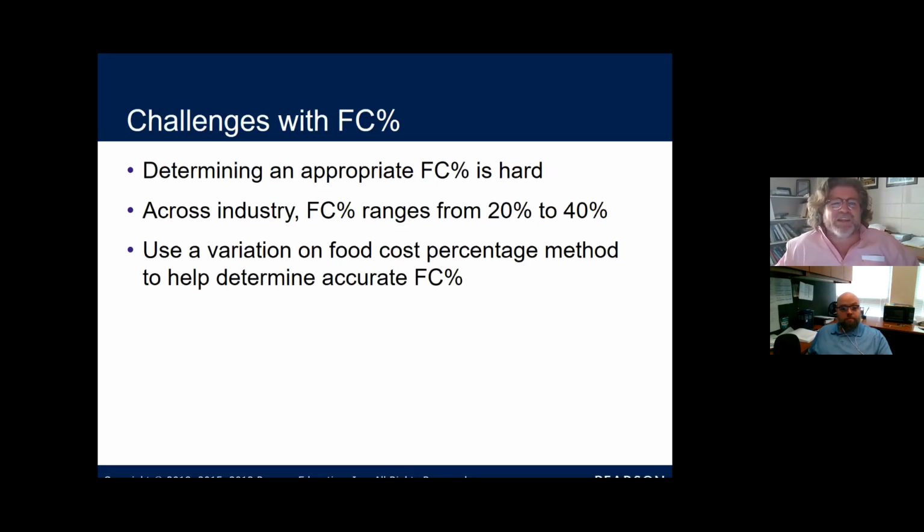Sometimes figuring out what the appropriate food cost percentage is hard. In class, I usually throw around the number of 30 to 33% because there is nothing magic about that number. It is just kind of the industry range. I have worked in restaurants where my target was in the 20s, and restaurants where the food cost can be in the 40s. And I have worked in clubs, like country clubs, where the food cost was actually over 100%.